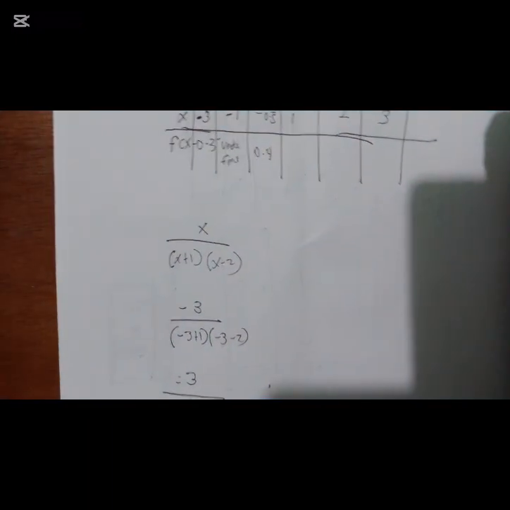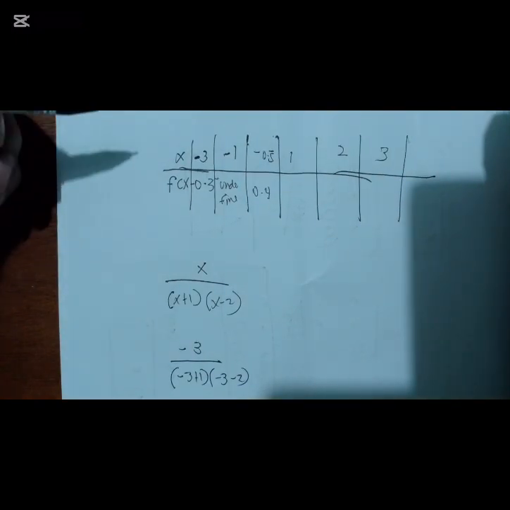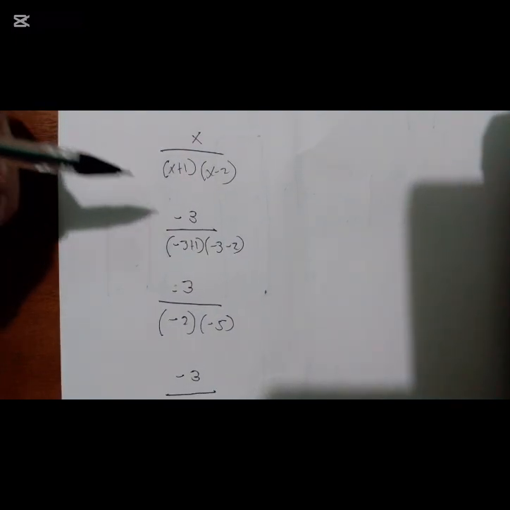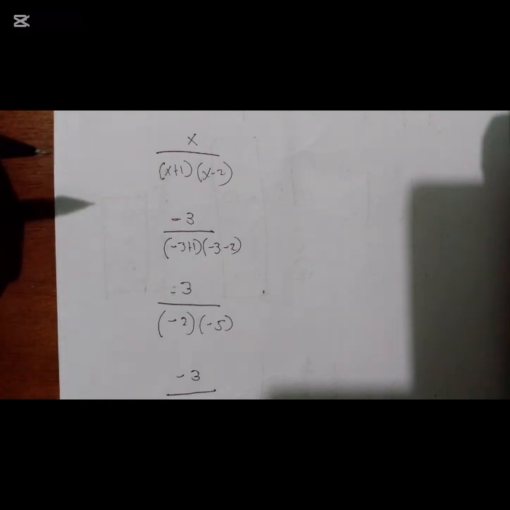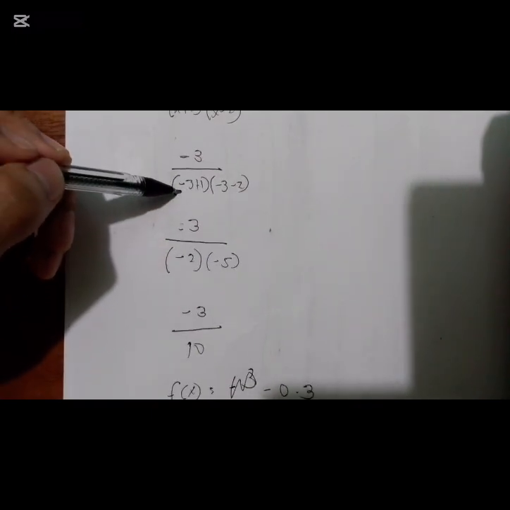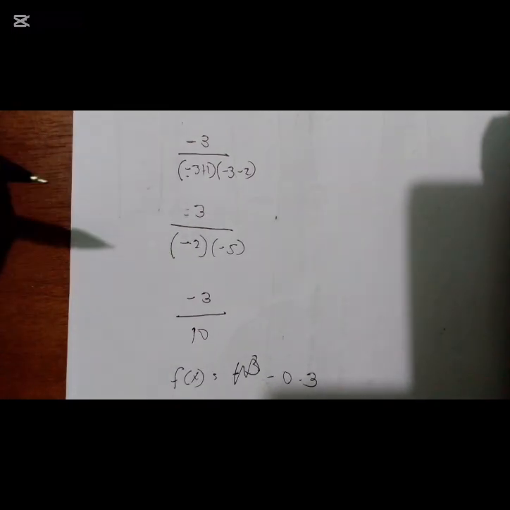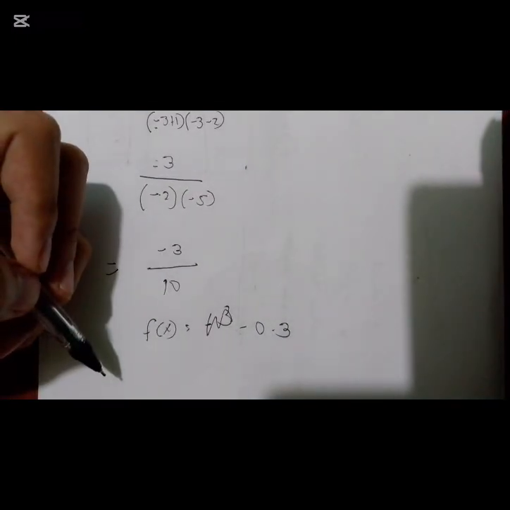Let's make a table for it. If we put negative 3 on the x, the answer will be like this. We substitute negative 3: negative 3 over negative 3 plus 1, which is negative 2, times negative 3 minus 2, which is negative 5. So it equals negative 3 over 10, or f of x equals negative 0.3.